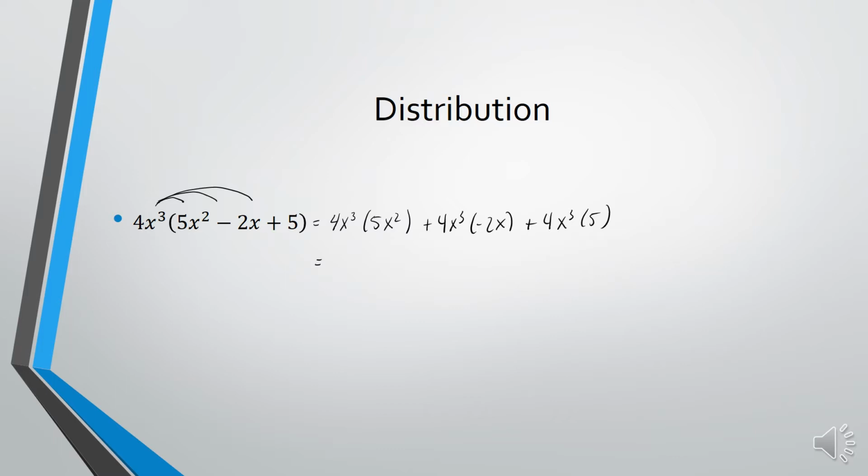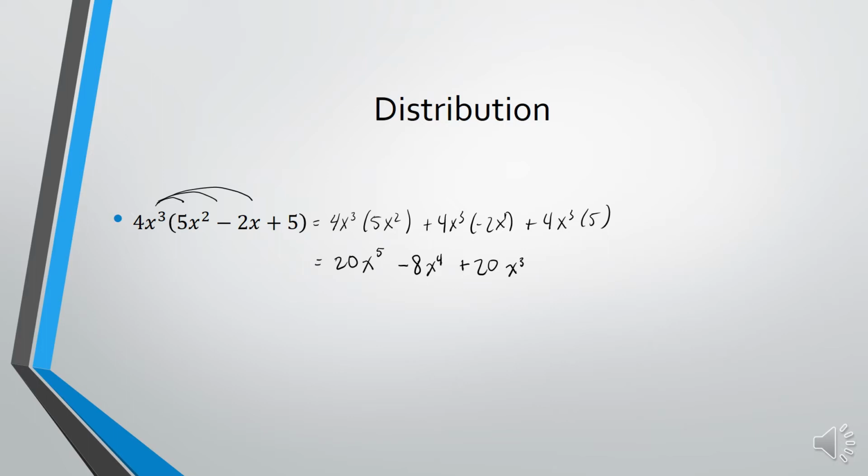So for my first coefficient, I'll have 4 times 5, which is 20. As for my power on x, remember if you have the same base and you're multiplying, you're going to add your exponents. So I'll have x to the 5th. Next, my coefficient will be negative 8, 4 times that negative 2. And because I'm adding my exponents, I'll have x to the 4th. We don't write it, but there's an understood 1. And my last term will be 4 times 5, which is 20 again, and then x cubed.